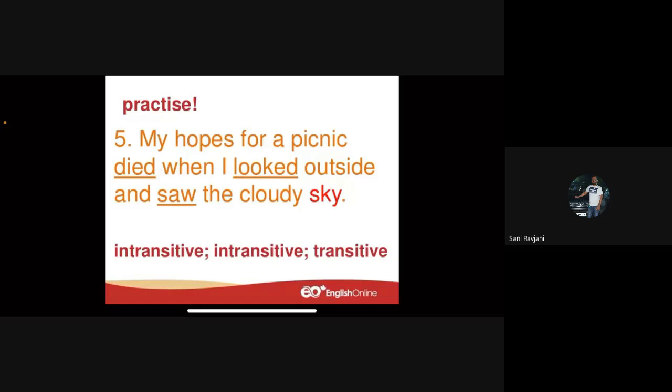Why? For example, first one. My hopes for a picnic died. What? Whom? No answer. It is intransitive. I looked what? Where is given. I looked where? Outside, but we don't have to ask the question where. We have to ask the question what or whom. So in the second also we don't get an answer for what or whom. I looked what? I looked whom? No answer. So intransitive. The third one. I saw what? I saw the sky or the cloudy sky. So it is transitive. Any doubt over here? No.